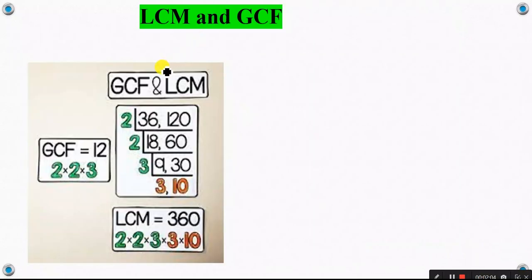Let us do one more example. Suppose we want to find the greatest common factor and the least common multiple of 36 and 120. The first prime number is 2, so 36 divided by 2 is 18, and 120 divided by 2 is 60. Then again by 2, we get 9 and 30, and 9 and 30 are not both divisible by 2, so the next prime number is 3. 9 divided by 3 is 3, and 30 divided by 3 is 10. So the greatest common factor is simply the first column multiplied, 2 times 2 times 3, which is 12. And the least common multiple is 2 times 2 times 3 times 3 times 10, which is 360.